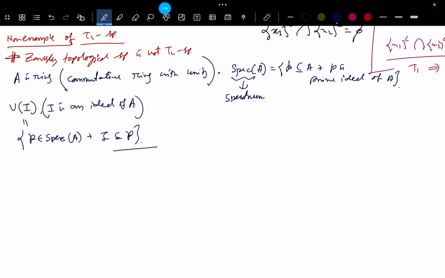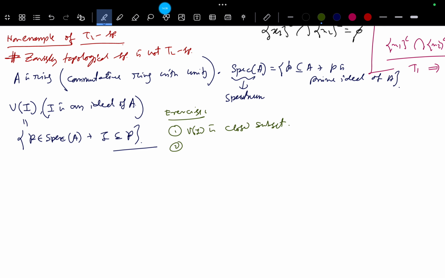So you can easily check, it's an exercise for you, that V of I is a closed subset. You know how to prove closed subsets: they are closed under finite union and arbitrary intersection. That gives you a topology, the Zariski topology. With these closed subsets you can define a topology on the spectrum of A. So the spectrum of the ring associated with the Zariski topology is a non-T2 space.